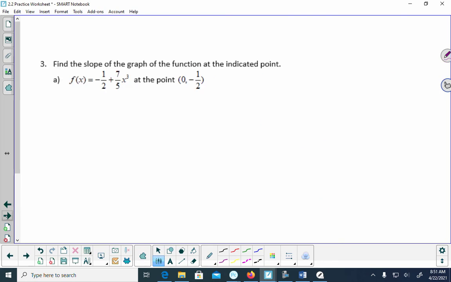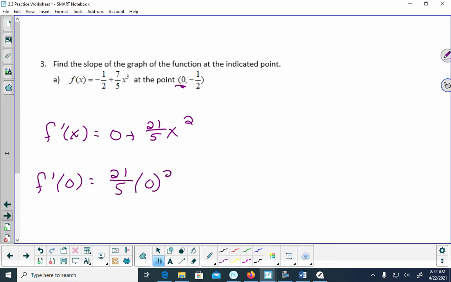Number 3, find the slope of the graph of the function at the indicated points. So to find the slope of the graph, you're going to find the slope of the tangent line, which means you're going to find the derivative. So the derivative of negative 1/2 would be 0, and I'll write that if I must. And then to find the derivative of 7/5 x to the third, I'm going to take 3 times 7/5. That'll be 21/5. Reduce the power by 1, so 21/5 x squared. I want to find the derivative when x is equal to 0, so I'm going to substitute a 0 into that, so 21/5 times 0 squared, which is going to be 0. So it just wants the slope at the end, so the slope is going to be 0, and that's all I have to do for that one.